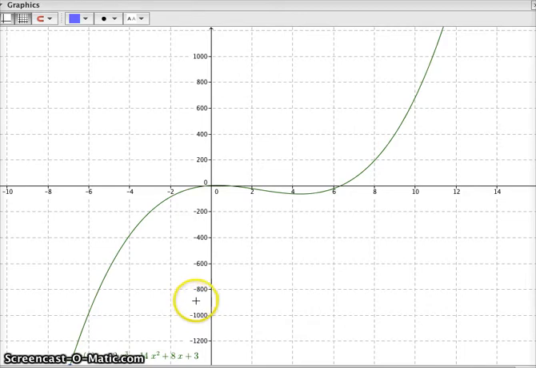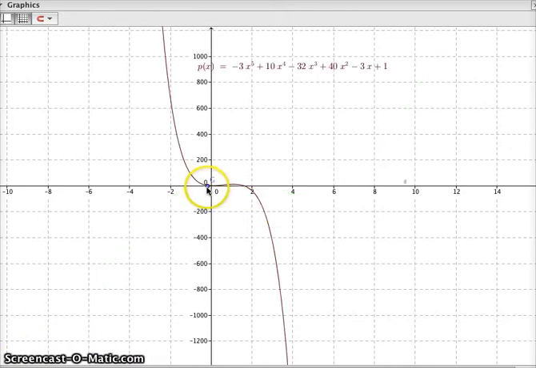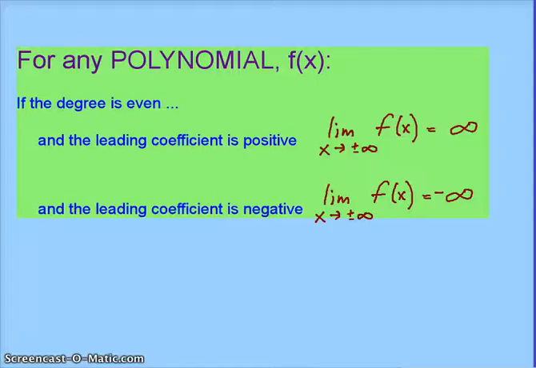Let's see what happens when my degree is still odd, but my leading coefficient is negative. As you've surmised, I hope, as x gets really big, y gets really small. So as x approaches infinity, the function approaches negative infinity. As x approaches negative infinity, the function approaches positive infinity. Again, you have some graphing programs. Play around with these or watch this again. It really needs to make sense to you.